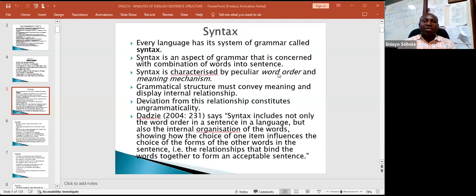Another thing you need to take note of is that grammatical structure must convey meaning and display internal relationship. That is, it must show meaning. And before the meaning can be achieved, there must be some internal relationship. The words must have some connectivity underlying it, because that internal relationship is crucial. You can't just arrange words anyhow.